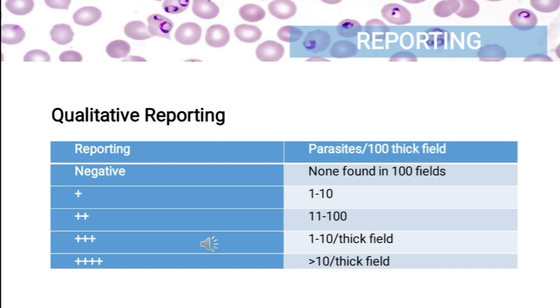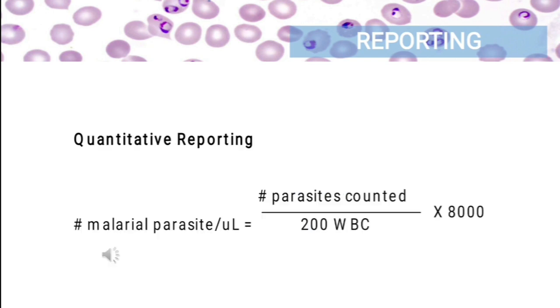The first type of reporting is qualitative reporting, which is reported as negative, 1 plus, 2 plus, 3 plus, and 4 plus. And their corresponding meaning or interpretation is found on the right portion of our table. The second type of reporting is quantitative reporting, which is computed with the following. Number of malarial parasites per microliter is equal to the number of parasites counted over 200 WBCs counted and multiplied by 8,000.